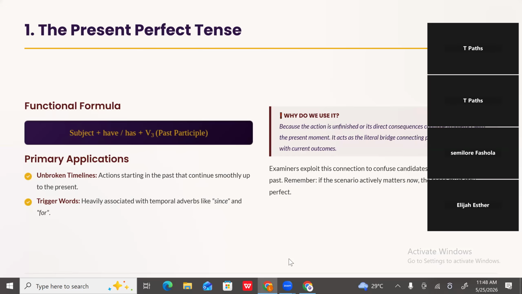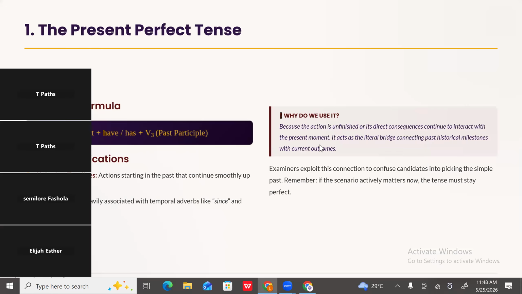So why do we use this tense? We use this tense because the action is unfinished or its direct consequences continue to interact with the present moment. It acts as a bridge connecting a past historical milestone with the current outcome. Examiners exploit this connection to confuse candidates into picking the simple past. Remember, if the activity matters now, the tense must stay perfect. If the activity is still related to this time, the tense must stay perfect.